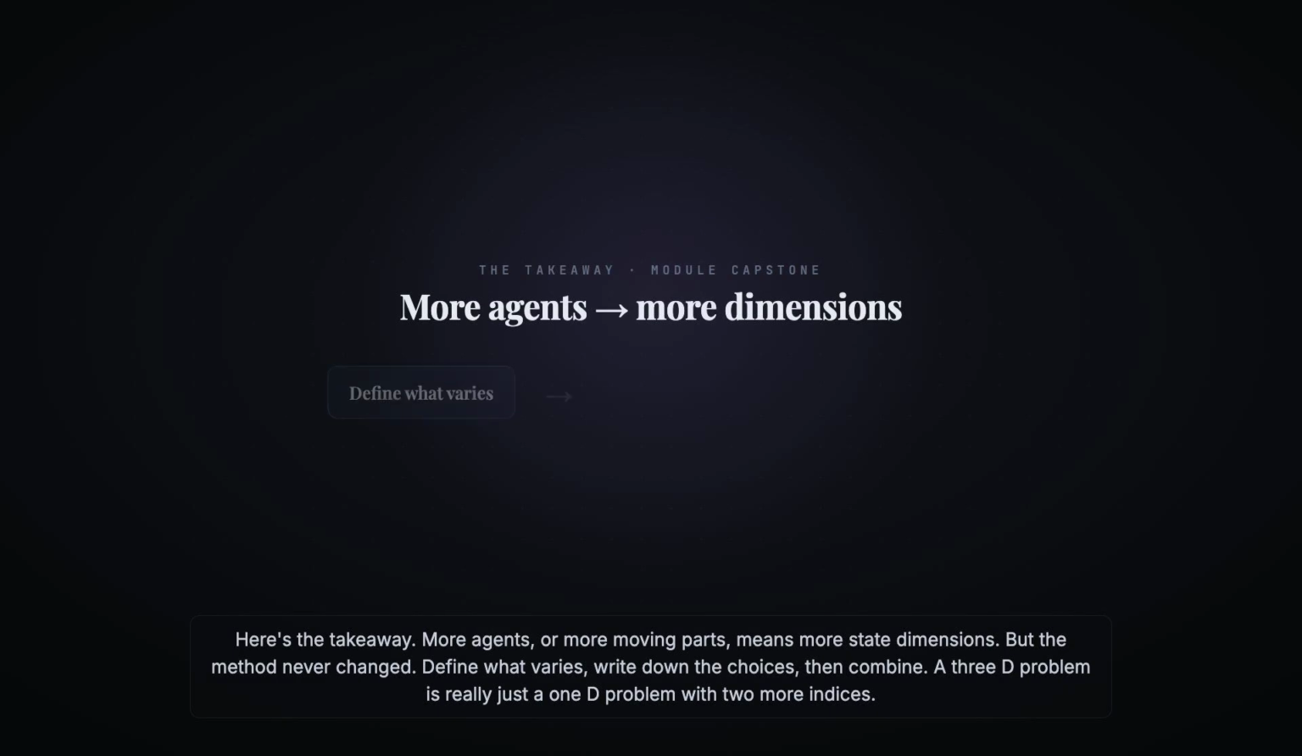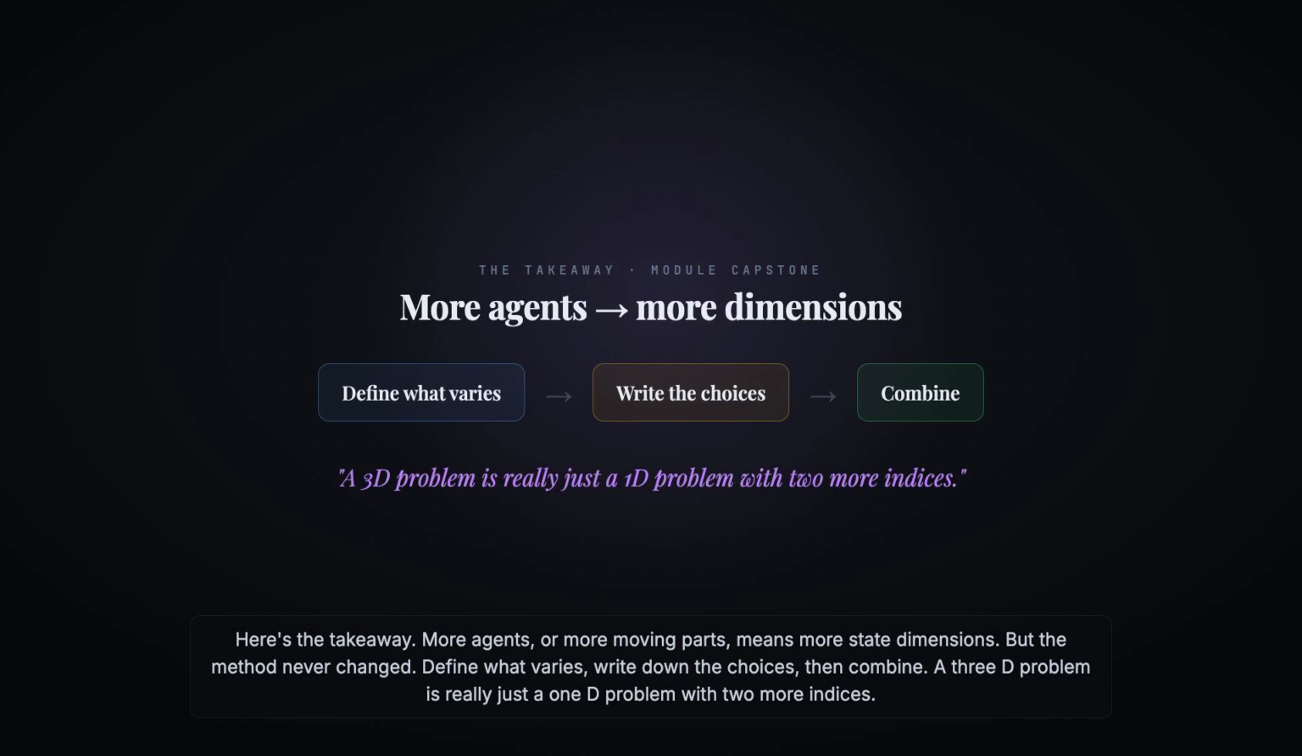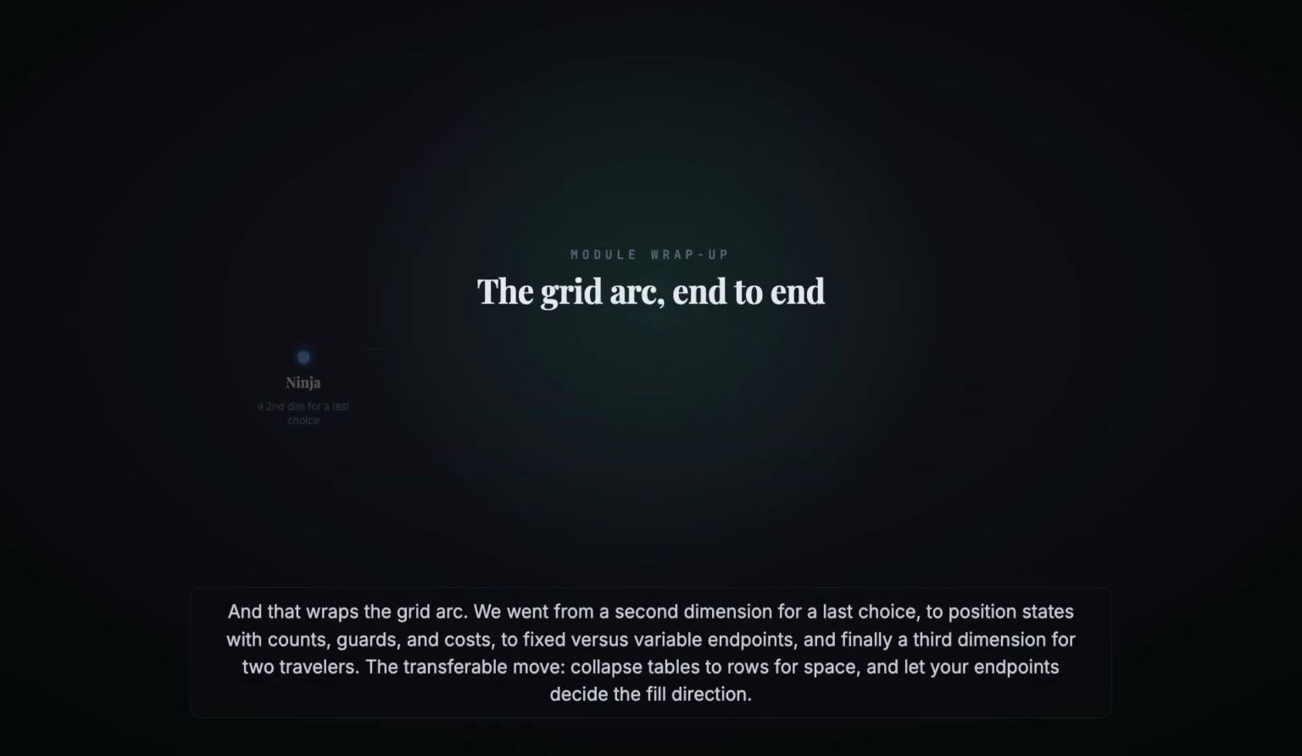Here's the takeaway. More agents or more moving parts means more state dimensions. But the method never changed. Define what varies, write down the choices, then combine. A 3D problem is really just a 1D problem with 2 more indices. And that wraps the grid arc.